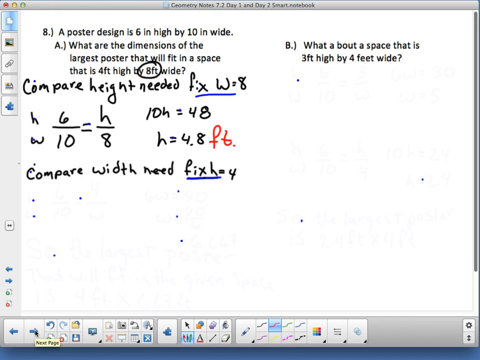Will it fit in the space provided? The space provided is 4 feet high. Well, okay. So I can't make it 8 feet wide. Okay, does that make sense? I have a limitation. All right, it's got to be smaller than that.